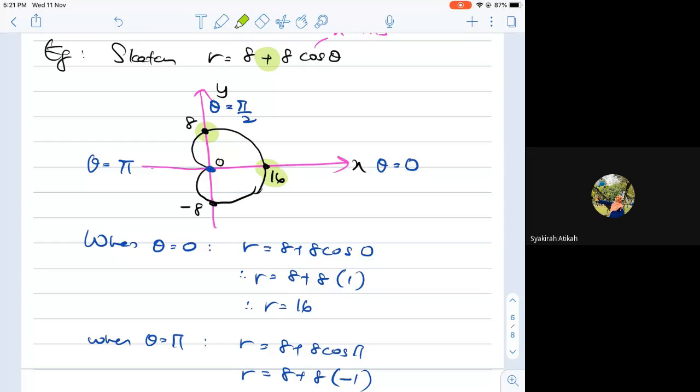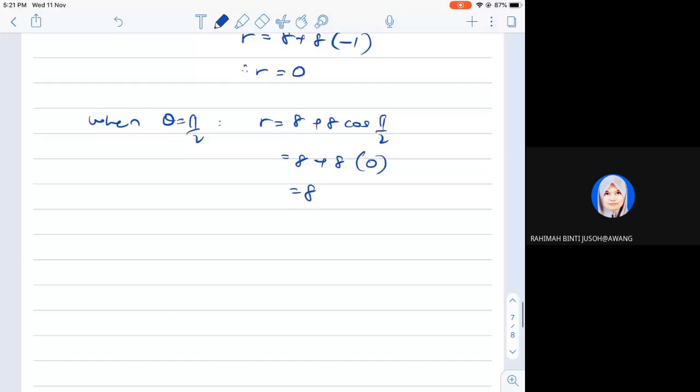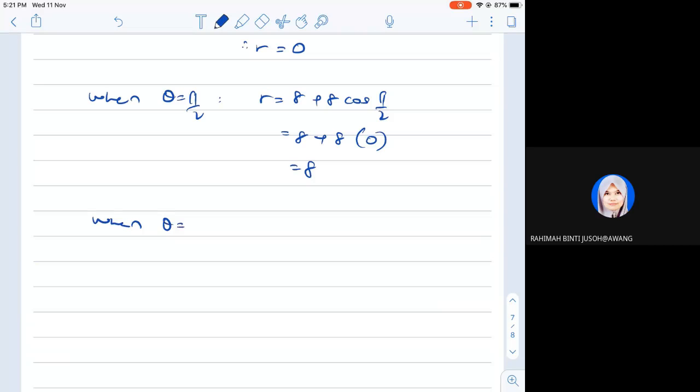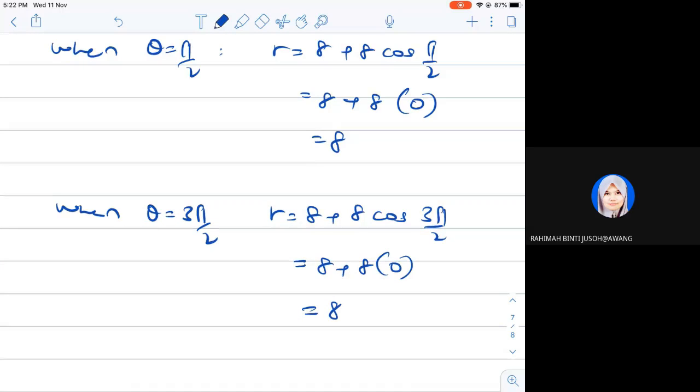Understand. Yes. Okay, kat bawah ni pula, theta equals to 3 pi over 2. Okay, when theta equals to 3 pi over 2, r equals to 8 plus 8 cos 3 pi over 2. Again, cos 3 pi over 2 is equals to 0. So 8 plus 8 times 0. We get 8. Okay guys, listen here carefully. You see, the value of r is positive.